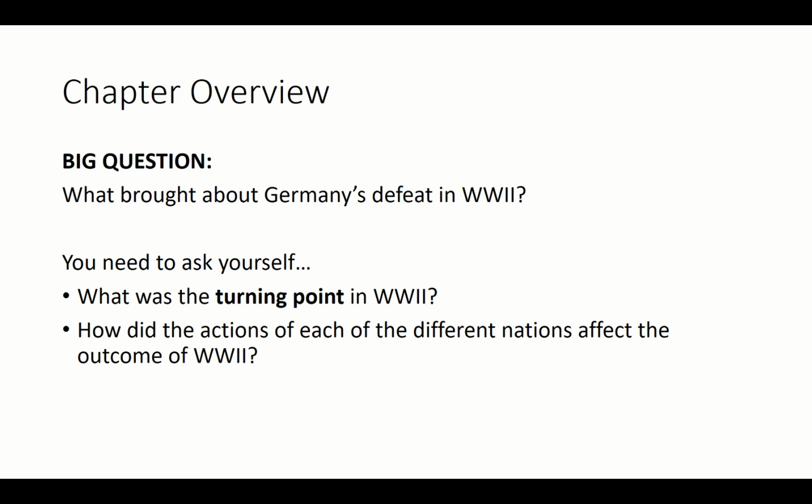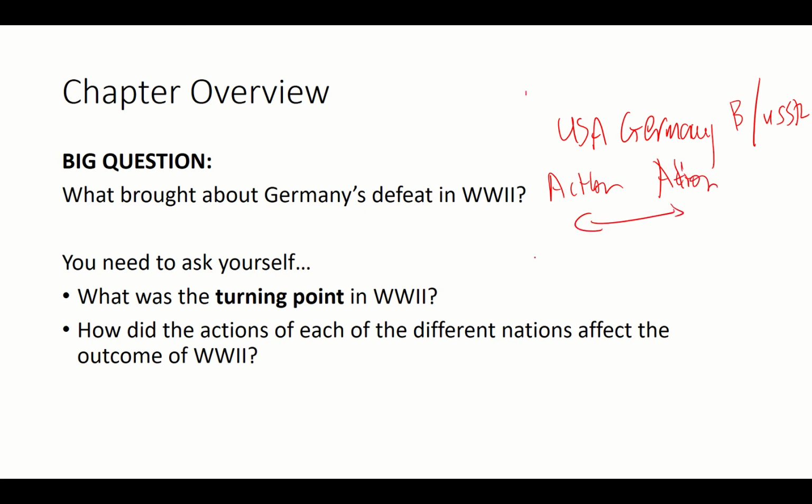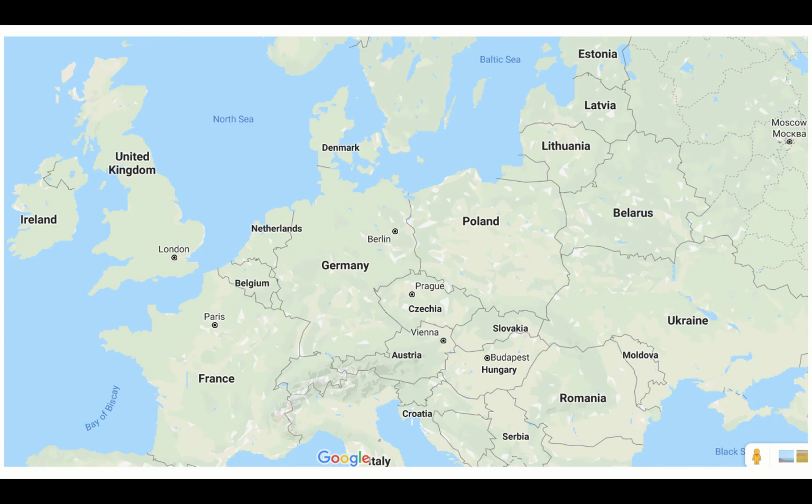Of course, content knowledge also, how do the actions of each nation affect the outcome? Okay, so essentially what it is saying is that you need to look at all the different countries. So USA, Germany, okay, Britain, USSR, okay, you need to look at the actions, so on and so forth. Okay, you need to look at the interaction and ultimately decide for me which is the most important.